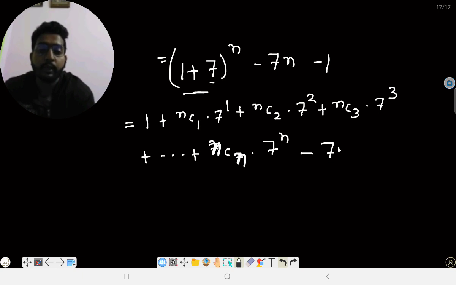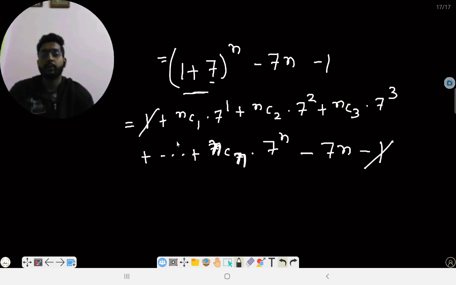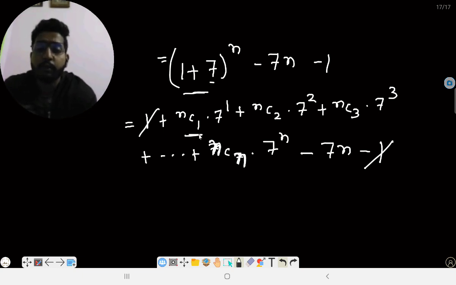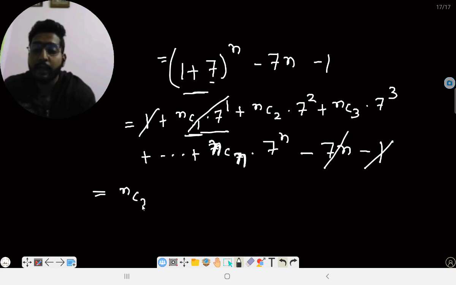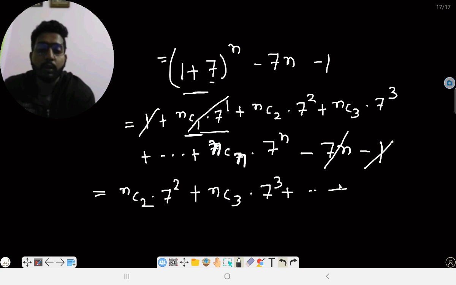And here minus 7n minus 1, so you can see 1 cancels out. Now nC1, what is the value of nC1? nC1 is n, so that will become 7n, and here is also 7n, so this 7n and that 7n will be cancelled out. It will remain 8, nC2 7 square plus nC3 7 cube plus dot dot dot nCn 7 to the power n.